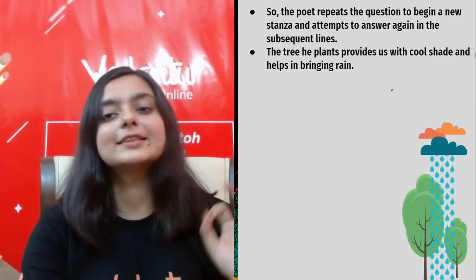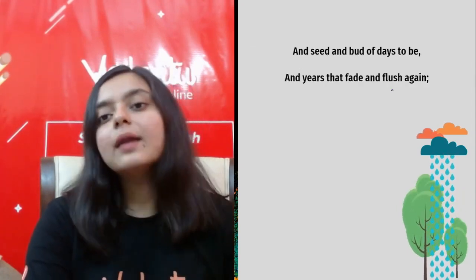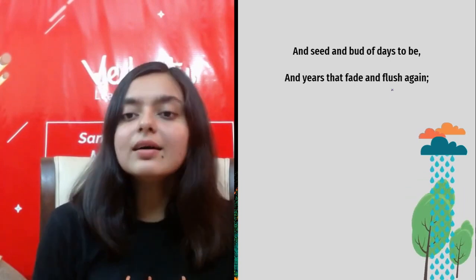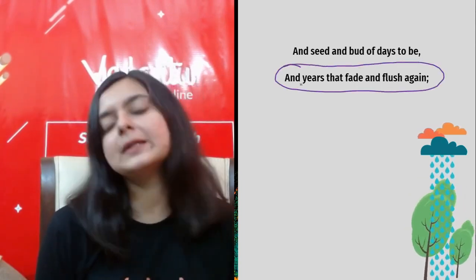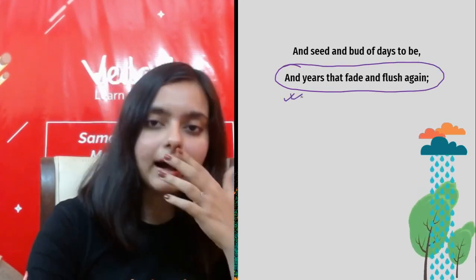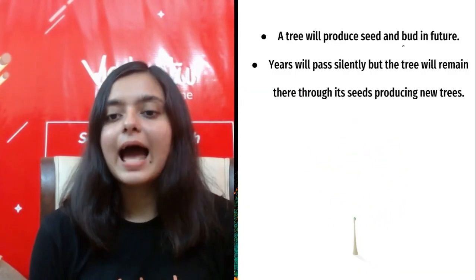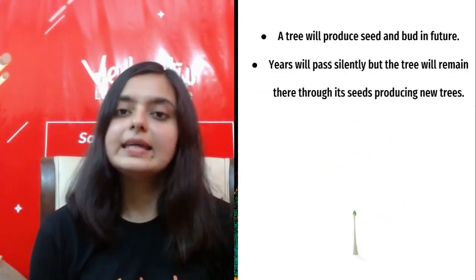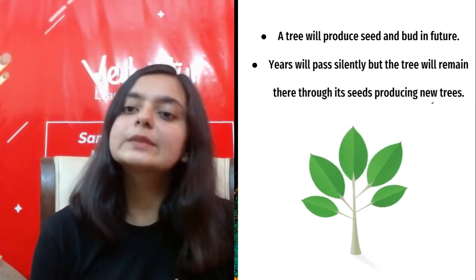The plant provides us with cool shade. It brings rain and seed and bud of days to be and years that fade. And this is a very important line. This comes in your papers as well. Okay. So please mark this, right? So, a tree will produce seed and bud in future. Years will pass silently, but the tree will remain there through its seeds producing new trees.